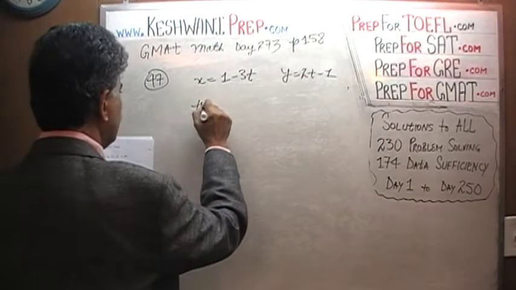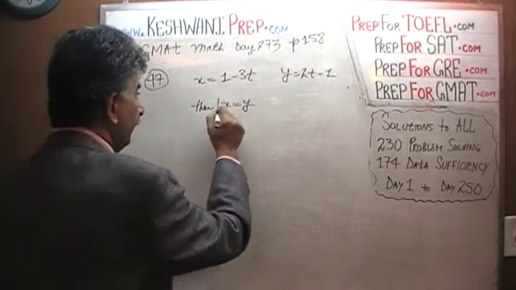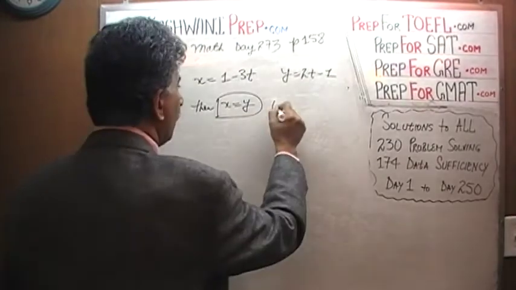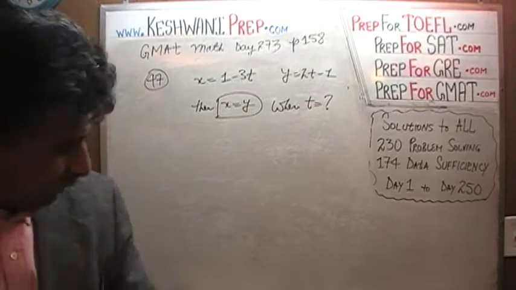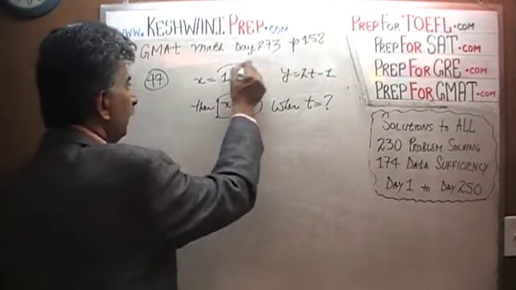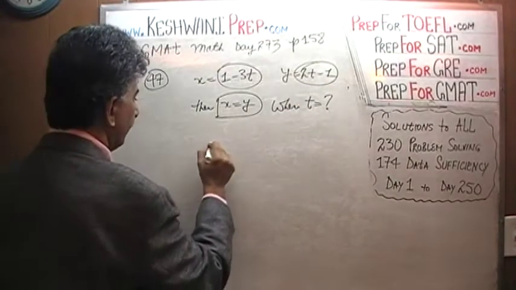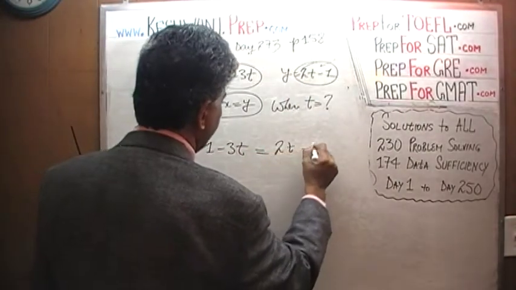If we are asked when x will be equal to y, then x will be equal to y when t equals how much? Well, it's very simple. All we have to do is equate these two equations. X equals y, which means this quantity has to equal this quantity. Let's equate them. 1 minus 3t has to equal 2t minus 1.